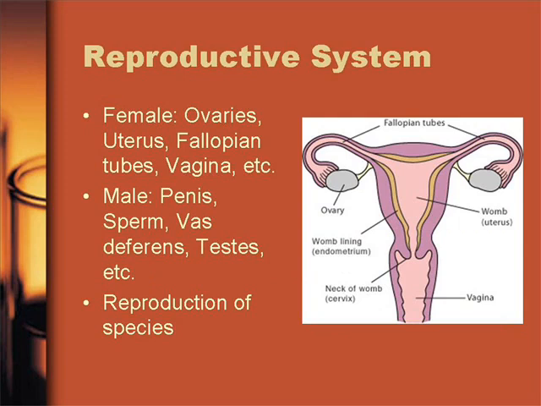Okay, the final body system is the reproductive system. Most people are fairly familiar with this. Of course, some of the structures in the female are the ovaries, uterus, fallopian tubes, and vagina. And of course, the males have some separate structures. In this case, the penis, sperm, vas deferens, testes, on and on and on. And the main function of this is the reproduction of the species.